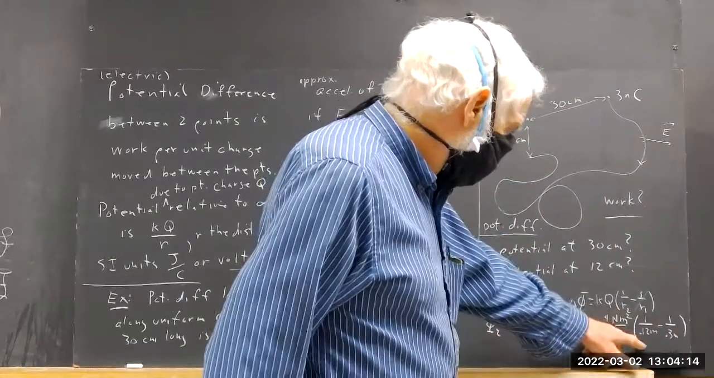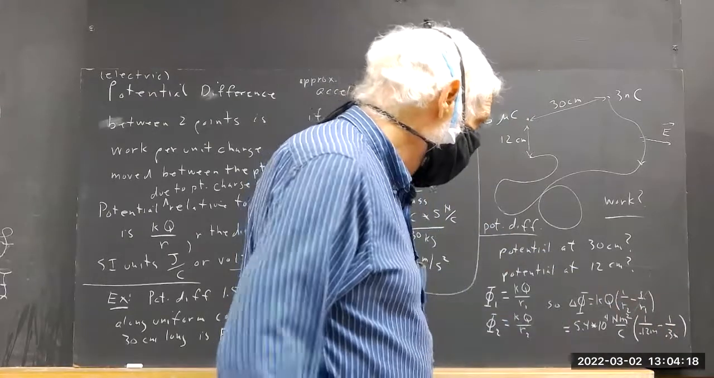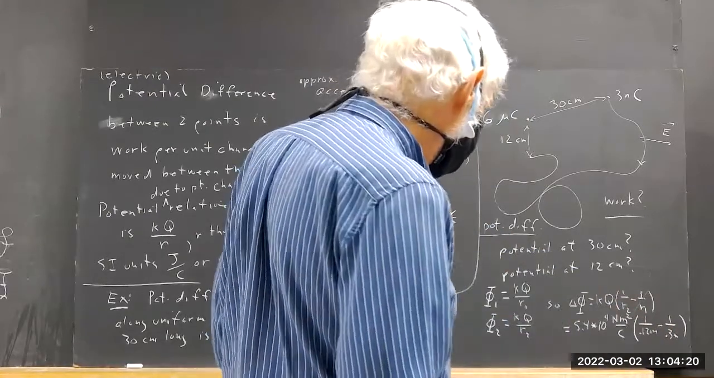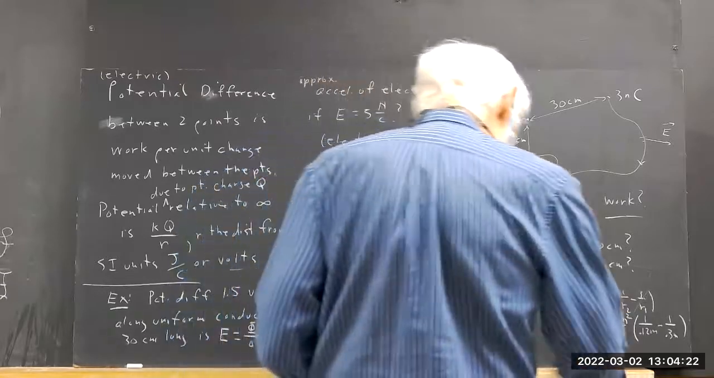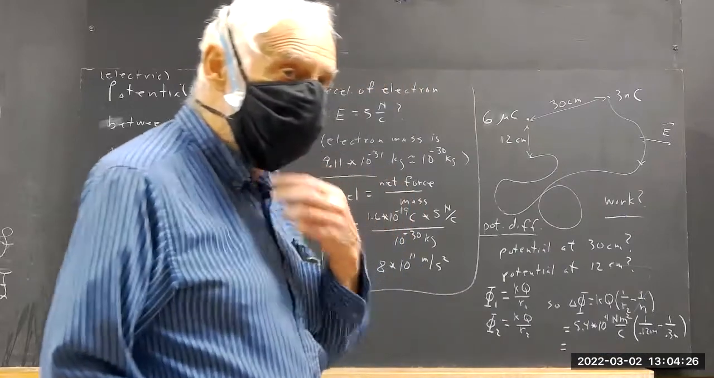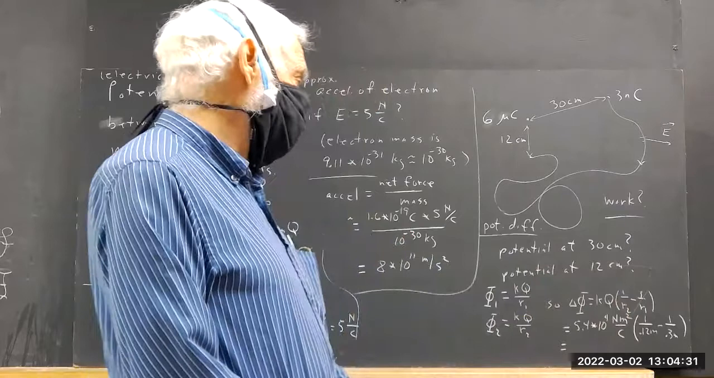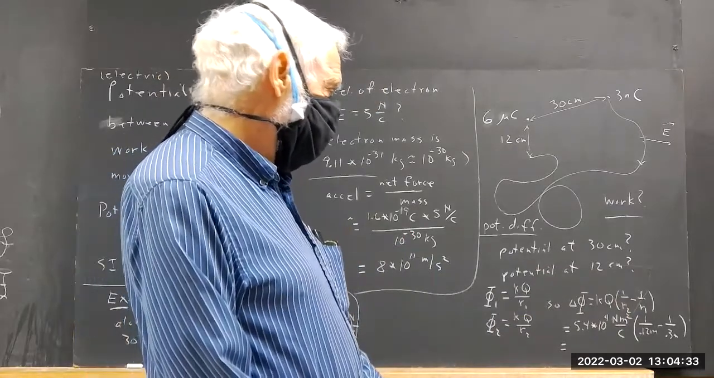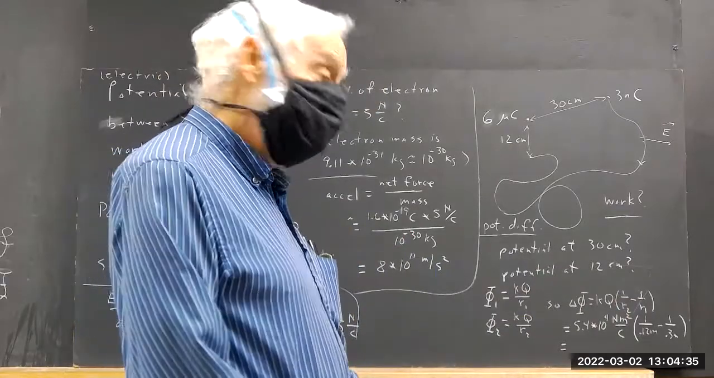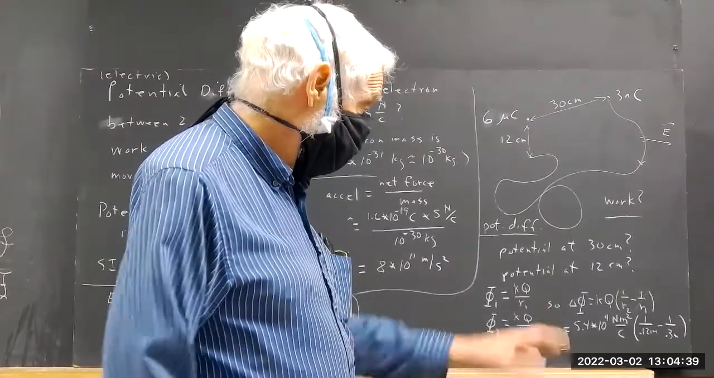And you've got 1 over 0.12 meters minus 1 over 0.3 meters. Now you can deal with that fraction. It'd be like R1 minus R2 over R1 times R2, and you get the number relatively easily. I'll let you work it out.